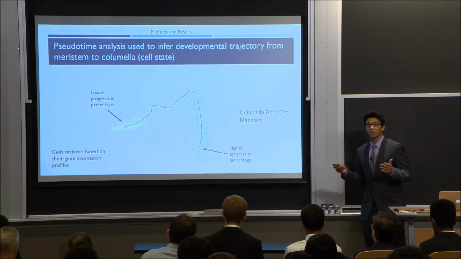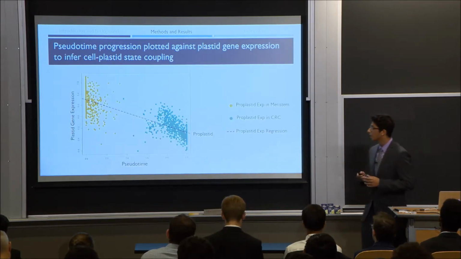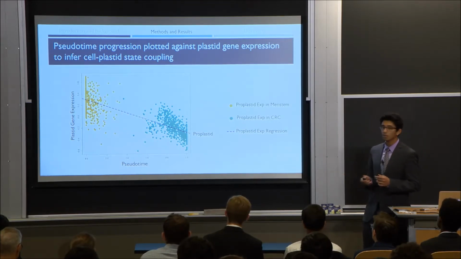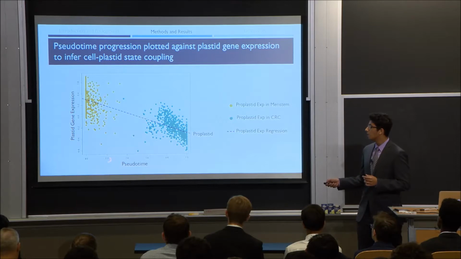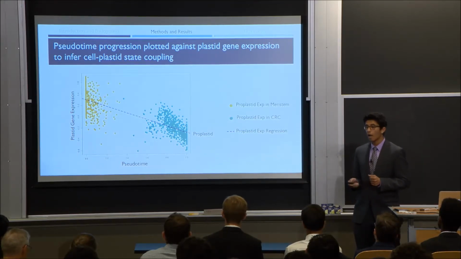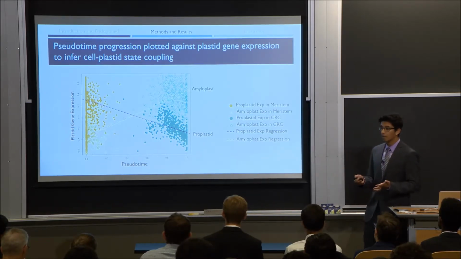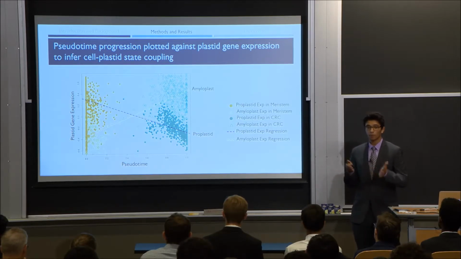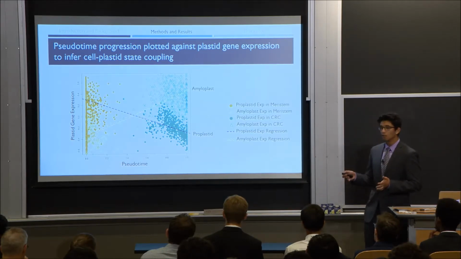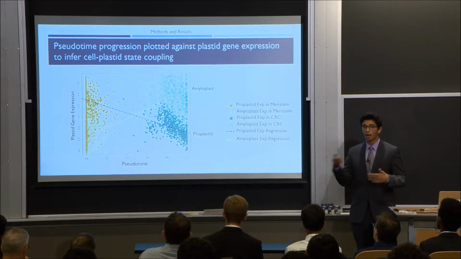So now that we have cell state and plastid state defined, what happens if we plot these against each other? What do we see? Well, at least for proplastid gene expression, we see a significant decrease in proplastid gene expression as cells differentiate from meristematic cells to columellar cap cells. And for amyloplast gene expression, we get a significant increase. So this is good. As cells become more mature, their plastids also seem to be getting more mature. But this gap in the middle here makes it a little difficult to infer synchronicity, which was one of the objectives. So how did we look deeper into that?